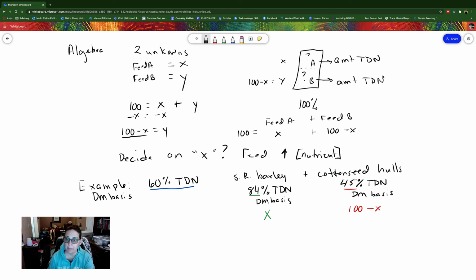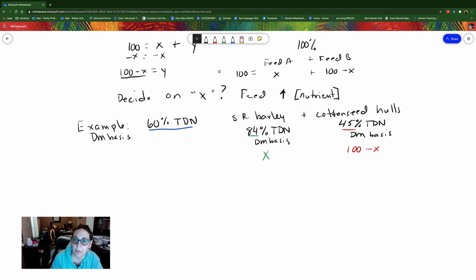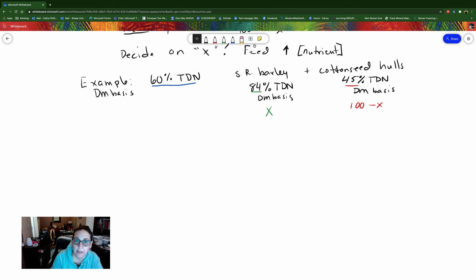So it's amount times the nutrient concentration. That is going to form the basis of how we set up our equation. For this example, the first thing I always do, and you can set it up on either side, it doesn't really matter, but I like to keep things consistent, for 20 years I have been putting the goal, our requirement, on the left-hand side of the equation. And now we're going to figure out how much barley is going to be in our ration.